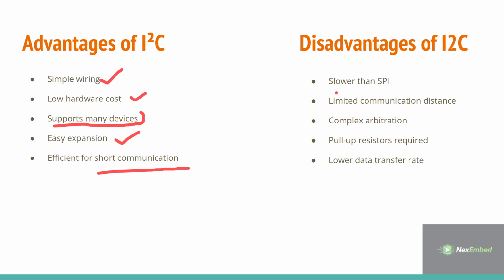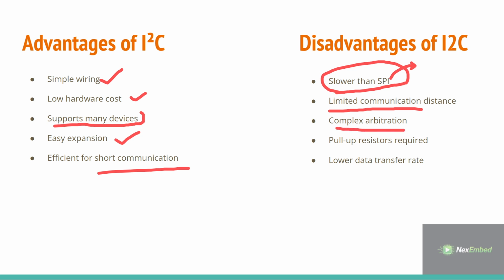Then what are the disadvantages? If you consider the speed of I2C, it is a bit lower when compared to SPI. Even though SPI comes with a 4-wire system, the speed of communication is higher in SPI when compared to I2C. I2C is also for short-distance communication, so the communication distance is limited.